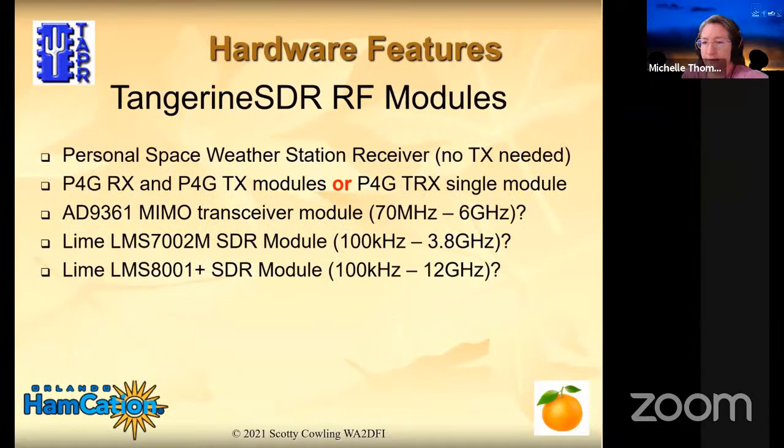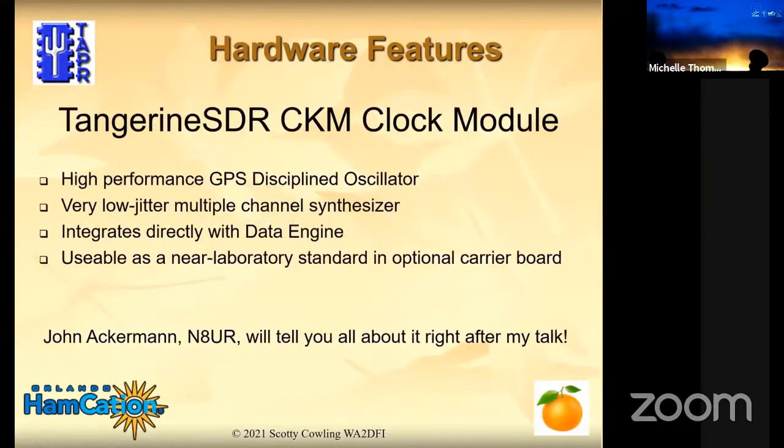Future RF modules, personal space weather station receiver. We are thinking about doing that. Phase 4, well, actually, this is the first one. Personal space weather station receiver is the first one we're going to build, just a receiver. Then we're talking about many different RF modules to support the multitude of LSI receiver and transceiver modules that are coming out from Lime Semiconductor and from Analog Devices. So you'll see those coming along in the future.